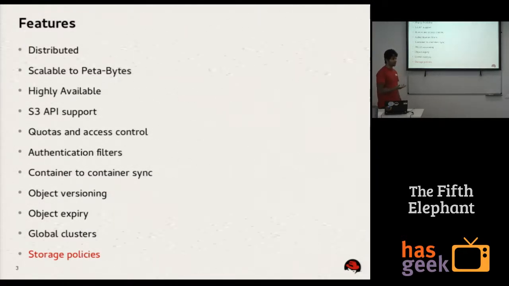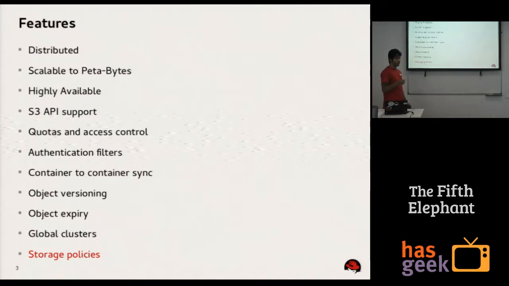the GlusterFS translator interface, like Lala mentioned. So if you want to add a feature to Swift, you just add a middleware. It's also called a filter. You can extend Swift by doing that. The S3 API support is implemented in that way. So if you have existing applications that access Amazon S3, they can be ported to access Swift with very minimal or absolutely no code changes.